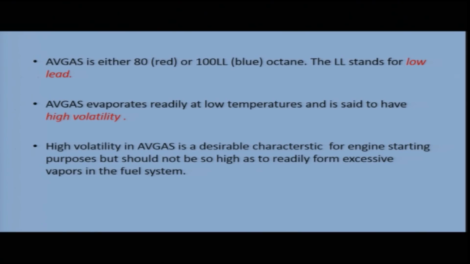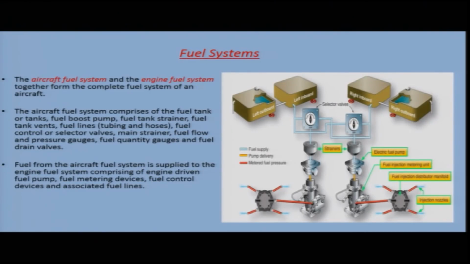in the system. Now, again coming to the fuel system, the aircraft fuel system and the engine fuel system. Here it is the same diagram. You can see the aircraft fuel system and the engine fuel system, they together form the complete fuel system of an aircraft. The aircraft fuel system comprises the fuel tank or tanks, fuel booster pumps, fuel strainers, fuel tank vents, lines, control or selector valves, main strainers, fuel flow and pressure gauges, fuel quantity gauges and fuel drain valves.